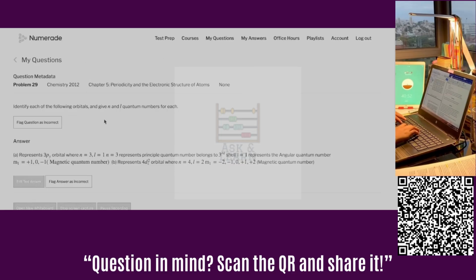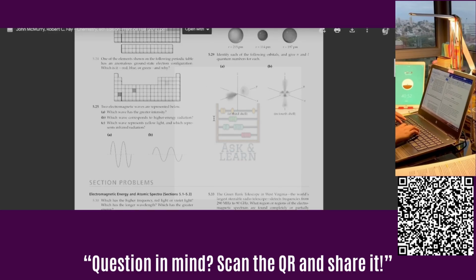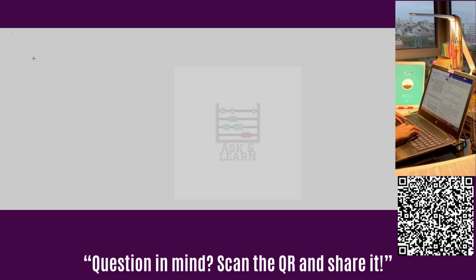Okay, so identify each of the following orbitals and give n and l for each. Let's take a look at the picture. The picture is as follows. Okay, so it's the third and fourth shells. Let's get started, so let's start with A. It's the third shell. All right, and then B is the fourth shell. All right, let's also draw a general picture of what they look like.